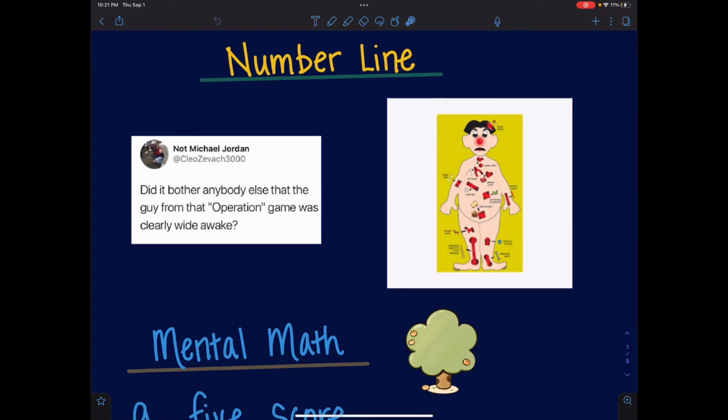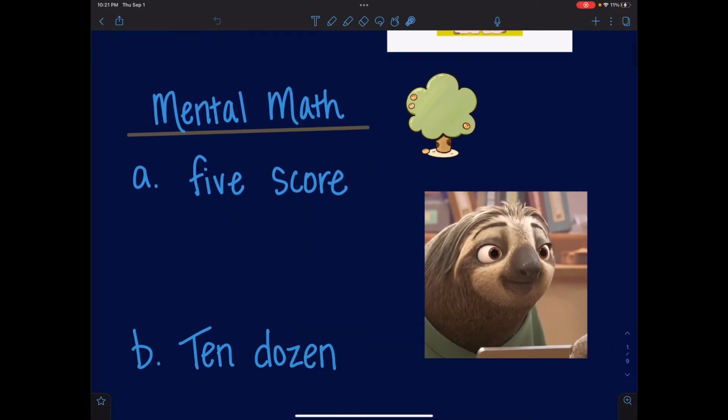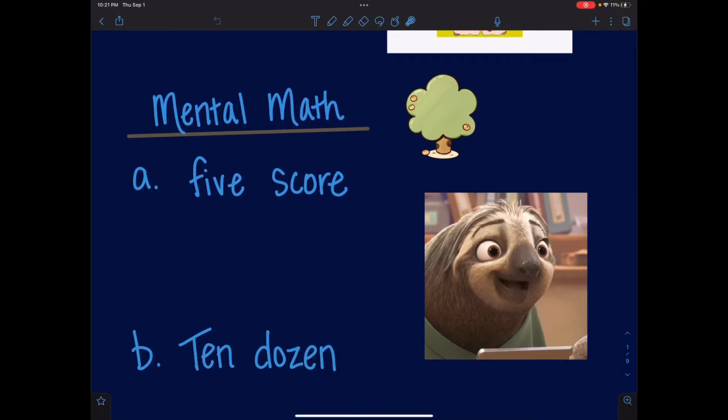Anyway, let's jump into mental math, and we're going to look at some cute slots and other fun things while we do this. All right, let's see if you can remember what a score is. I know you know what it is. It's like 20, right? So what would 5 score be? Let's see if you can figure that out.